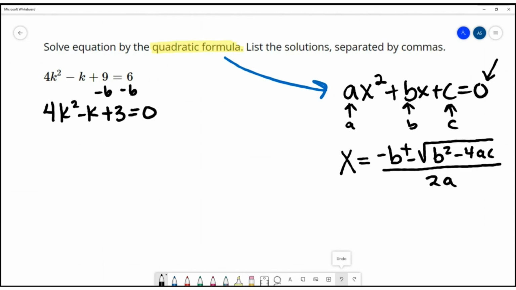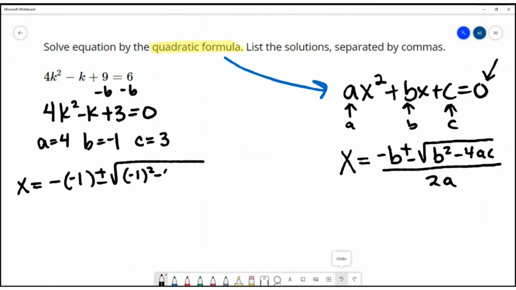A will always be the coefficient of your squared variable. We have k squared, so a is 4. B is always the coefficient of your linear variable, so we have negative k there. B is negative 1. And c is the constant. It will have no variable, so c is 3. We're going to substitute these into that quadratic formula, and that will give us negative 1 plus or minus the square root of negative 1 squared minus 4 times a times c all over 2a.